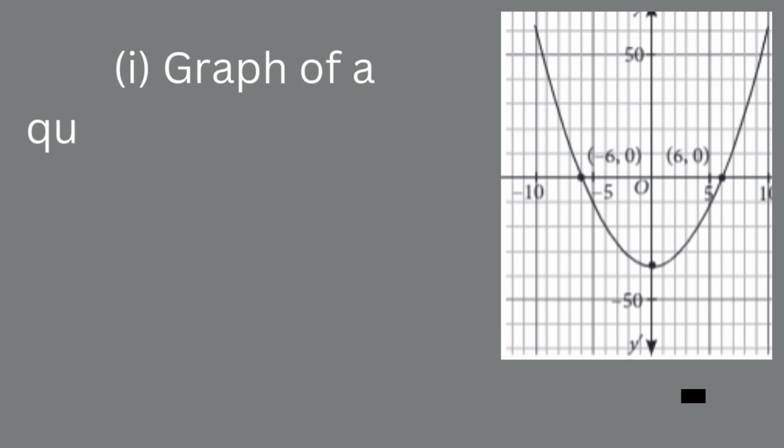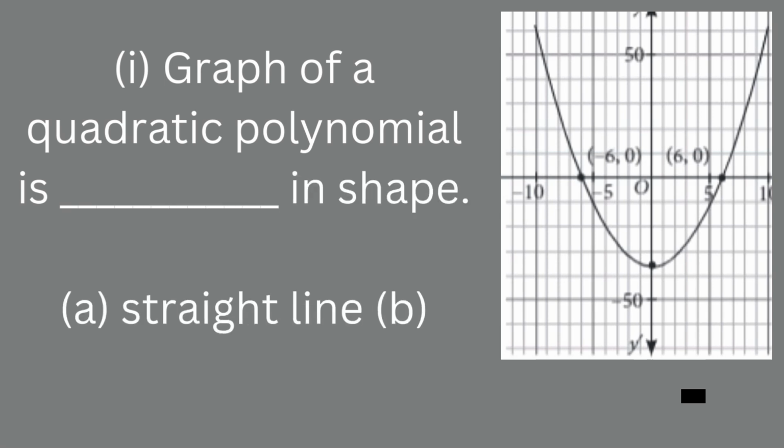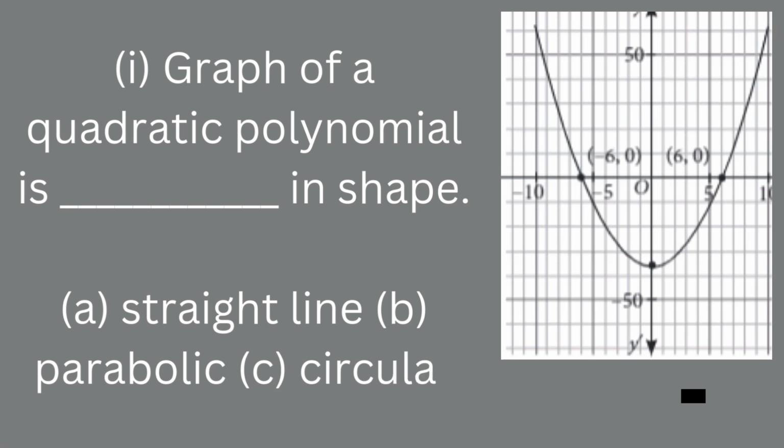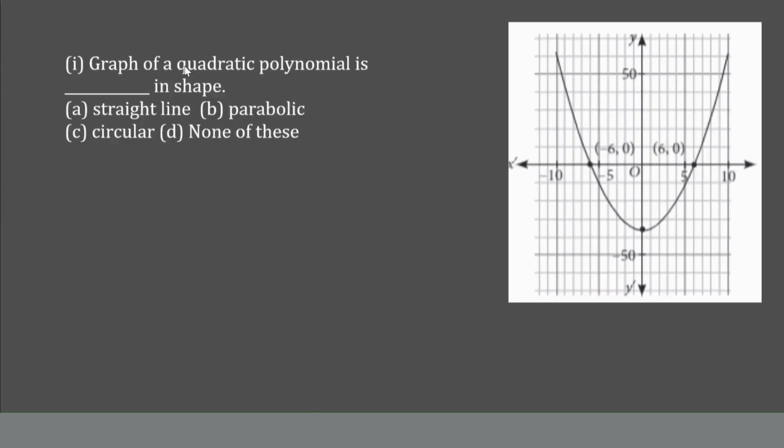So the first question is, the graph of the quadratic polynomial is what in shape? And the options are straight line, parabolic, circular, and none of these. So you should know that for a quadratic polynomial, the graph so formed is parabolic. As you can see, this is one parabola, and this is an upward opening parabola; it could be downward. So the correct answer is B, that is, parabolic in shape.